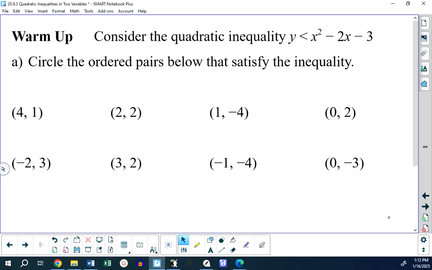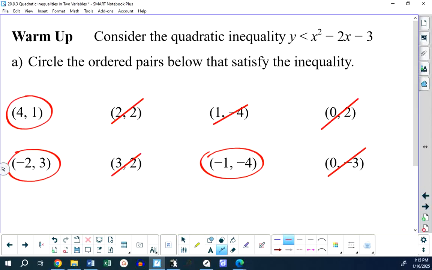Consider the quadratic inequality y is less than x squared minus 2x minus 3. Circle the ordered pairs that satisfy the inequality. So we'll just take a minute and do that. I'm going to be doing it and speaking aloud as I do that, and you can do the same thing. Okay. I think you know where this is going.